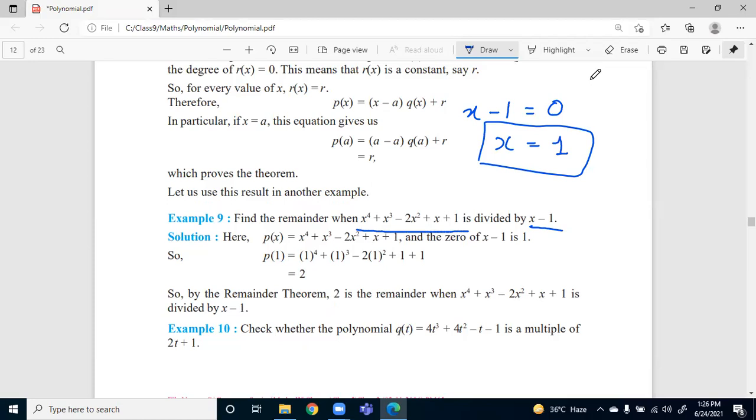So if I substitute x is equal to 1, I get 1 to the power 4, 1 to the power 3, minus 2 into 1 to the power 2 plus 1 plus 1. If you solve it, you will get the remainder. And if you do it by long division, then also you will get the same remainder. So that is a short trick of finding the remainder. That is why that theorem is called the remainder theorem. We can find the remainder without undergoing long division.